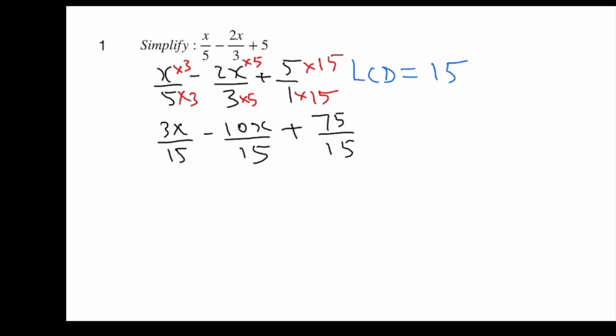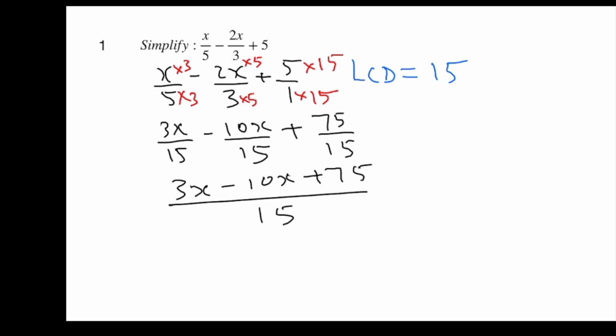Now this is a fraction, we need our final answer to have a fraction as well. Because 15 is a common denominator, we can draw that long line there and put the 15 under the line. And then for the numerator, we just copy down the numerators from the fractions above. Then simplify. 3x minus 10x will give you negative 7x. And that will be our answer there.